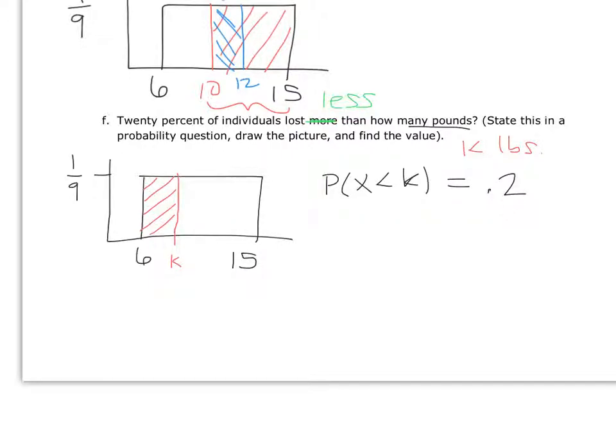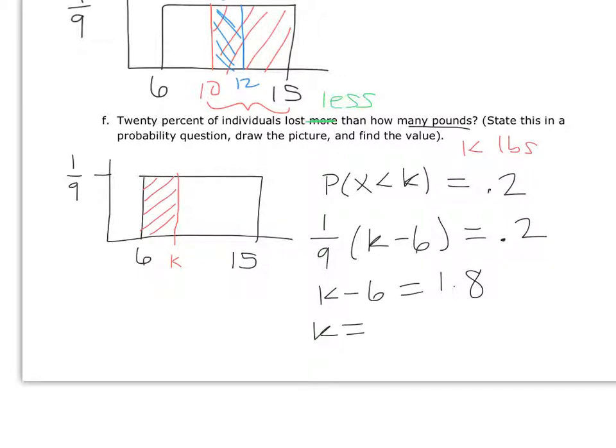So the piece that we don't know is the k. But we know how to write down this probability. That probability is 1/9 times the difference between k and 6, and that's equal to 0.2. So we have a little algebra problem. We need to solve for k. Let's multiply both sides by 9 to get rid of that fraction. So we get k minus 6 equals 1.8. Then we add 6 to both sides, so we get 7.8. So the k pounds here is actually 7.8 pounds. So we could say 20% of individuals lost less than 7.8 pounds.